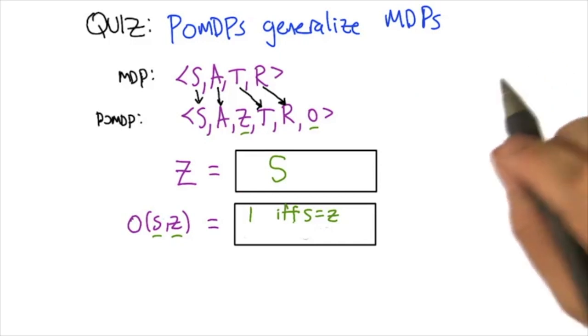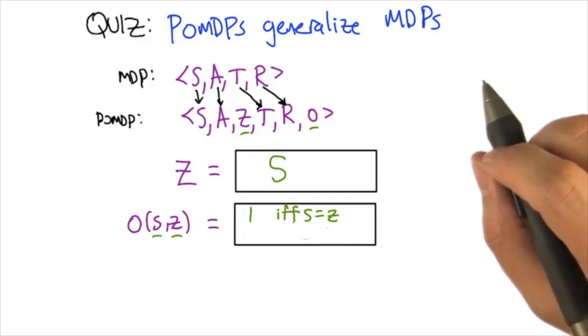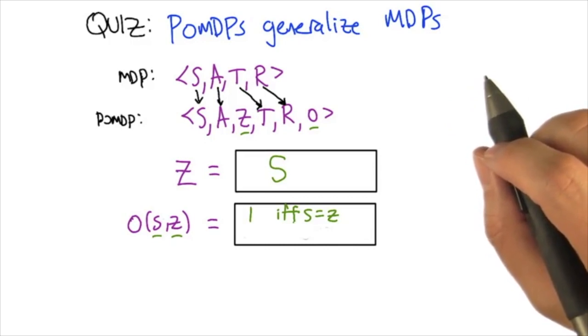Okay, well, wait, I think it's obvious, but is it obvious from here that MDPs do not generalize POMDPs?